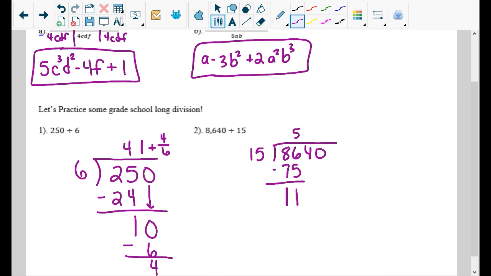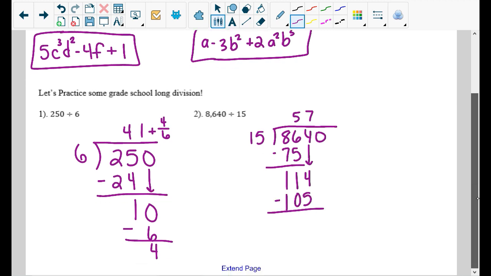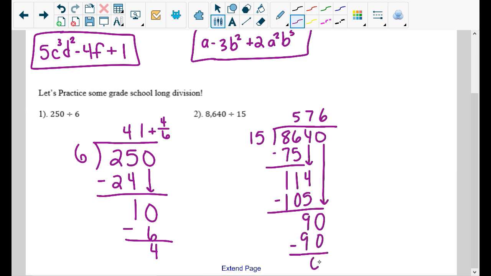And that gives me 11. 15 can't go into 11, which is good. So we're going to bring down this 4. So now I have 15 into 114. And that's going to go 7 times. So 7 times 15 gives me 105. So again, we're subtracting. So 114 minus 105, that leaves me with a 9. Again, bring down the next number, that's a 0. So 15 into 90, and that goes 6 times. 6 times 15 is 90. And again, we're subtracting, and that leaves me with no remainder.